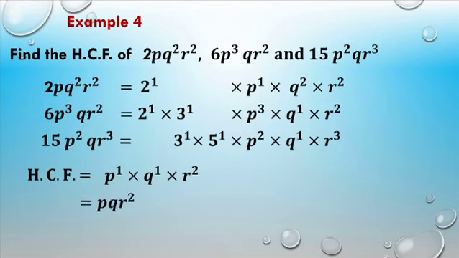And the smallest power here for p is 1. The smallest power for q is 1. And the smallest power for r is 2. So the HCF is simply pqr squared.